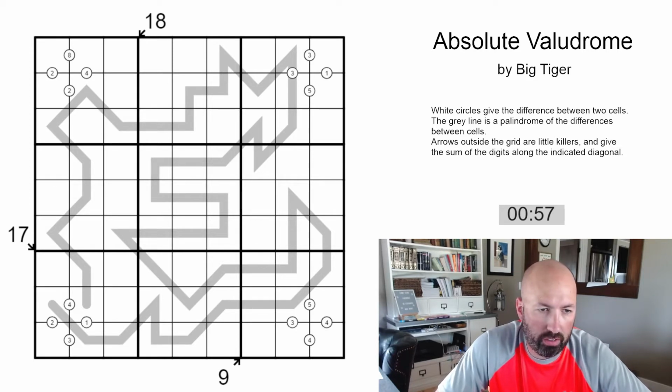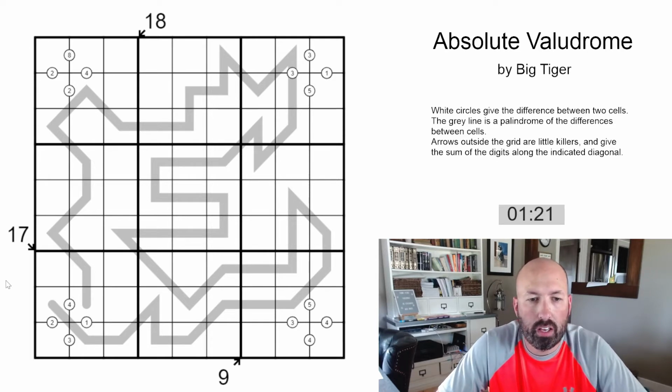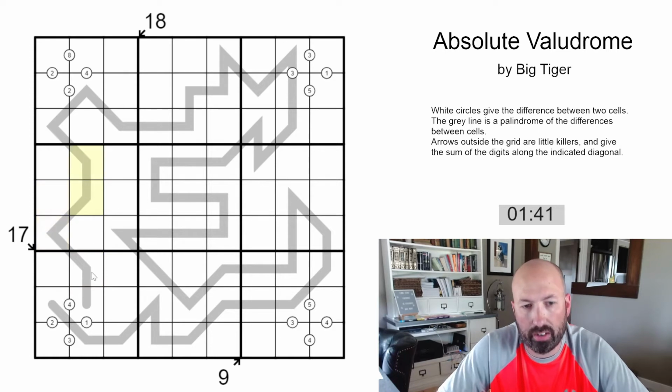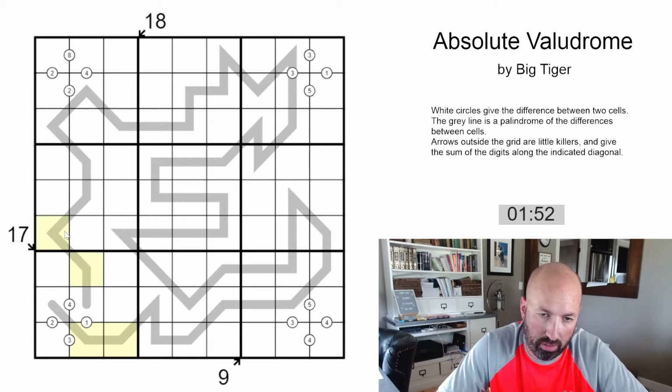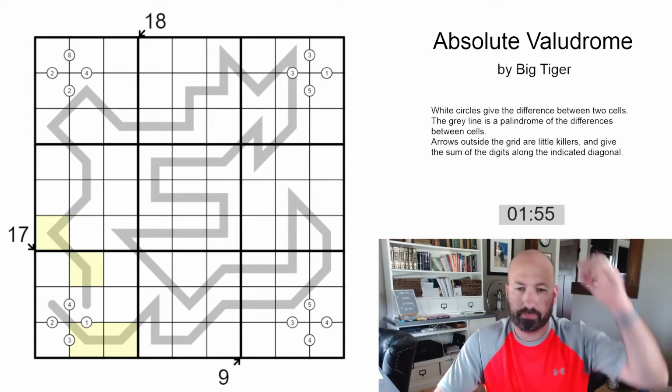The outside digits are little killers that give you the sum of the digits along the diagonal, like the 17 here. Those three sum to 17. The palindrome is the interesting part. So normally with the palindrome, the digits read the same forward and backward, but that's not the case with these. What this is saying is the difference between each set of two along the line is a palindrome. So essentially, the difference between these first two is the same as the difference between these two. Then the difference between the second and third digit is the same as the difference between the second and third digit the other way, all the way around the line.